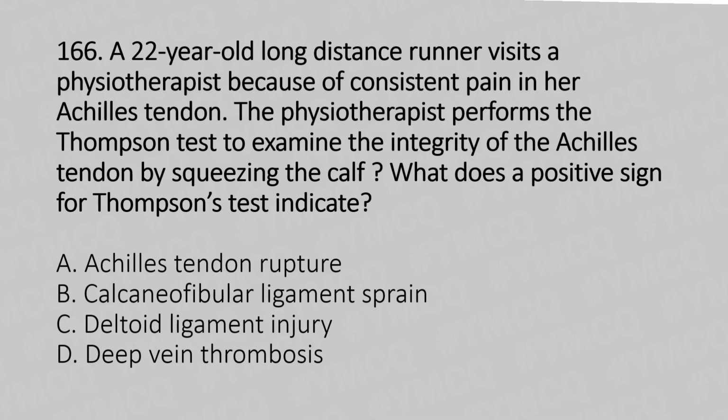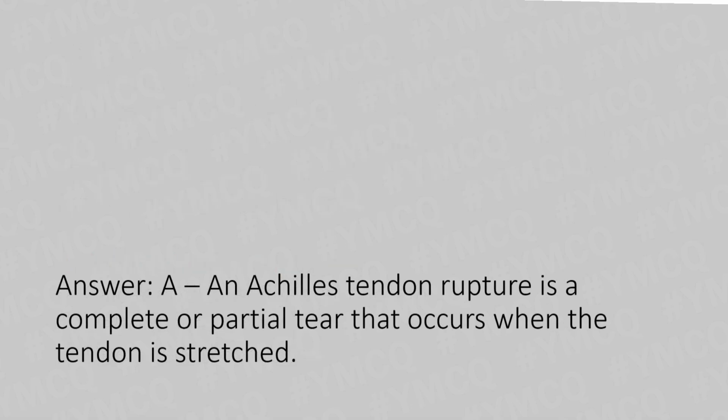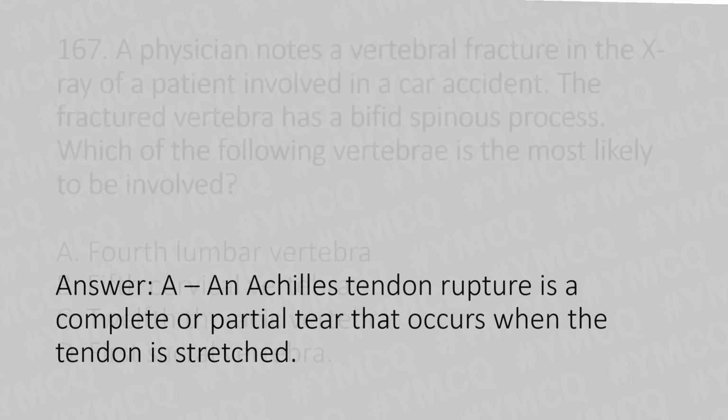Option A. Achilles tendon rupture. Option B. Calcaneofibular ligament sprain. Option C. Deltoid ligament injury. Option D. Deep vein thrombosis. And the answer is Option A. Achilles tendon rupture. Explanation to this question is, Achilles tendon rupture is a complete or partial tear that occurs when the tendon is stretched.